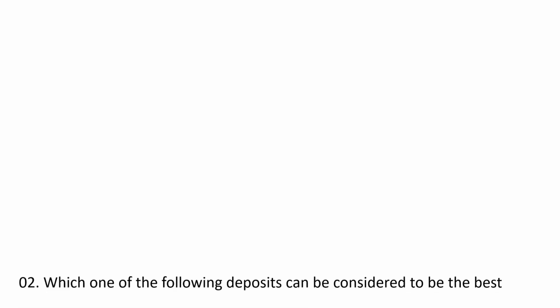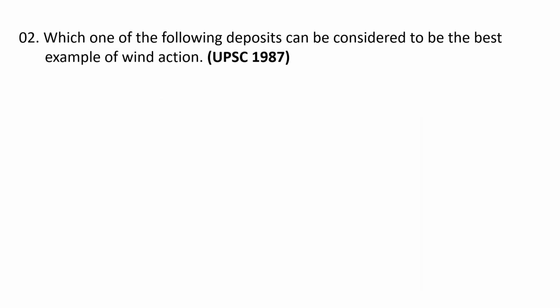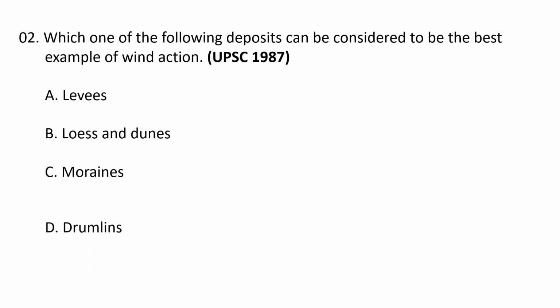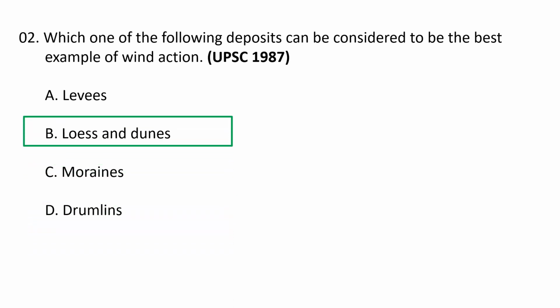Next question. Which one of the following deposits can be considered to be the best example of wind action? A. Levees, B. Loess and dunes, C. Moraines, D. Drumlins. Basically, loess and dunes are the deposits considered to be formed by wind action. Moraines and drumlins are formed due to glaciers, and levees are formed due to fluvial action. So B is the correct answer.